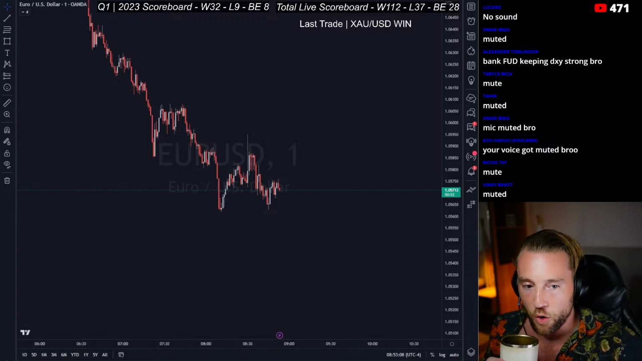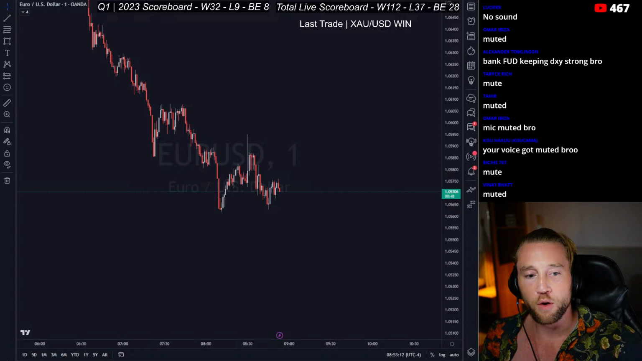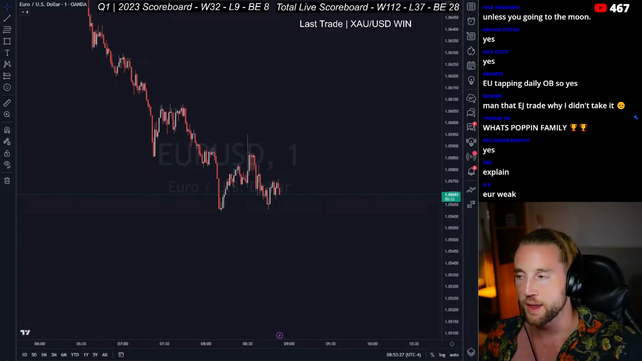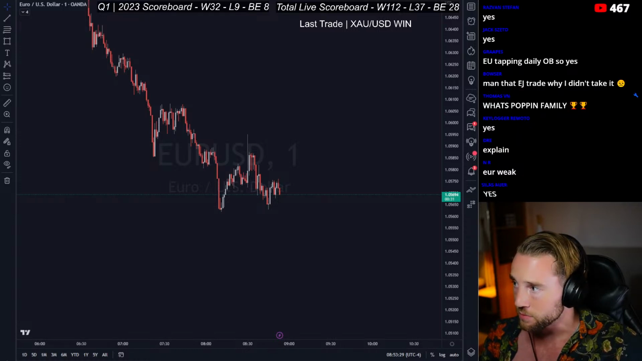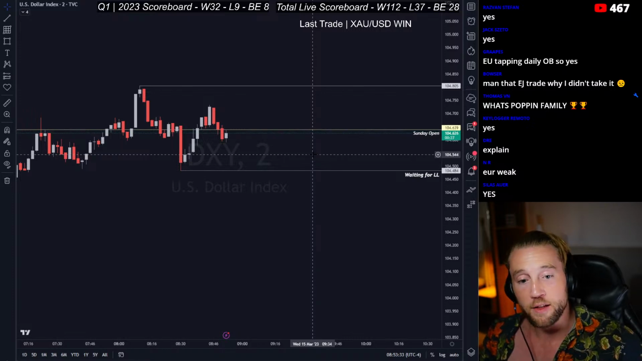XRG says yes, is there more confluence? Yes, liquidity above euro US dollar. Dre says no, Don says no. Unless you're going to the moon. Yes, EU tapping. Euro weak. Okay, so the euro is weak. So yes, the dollar can be weaker, and it can be the dominating pair here.